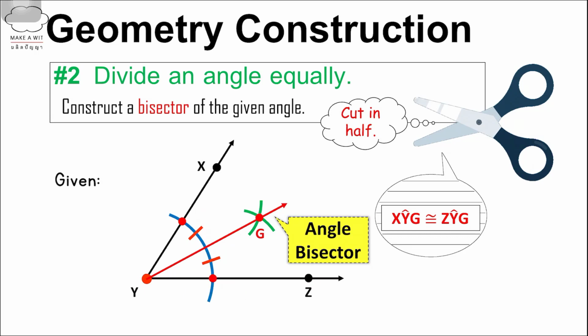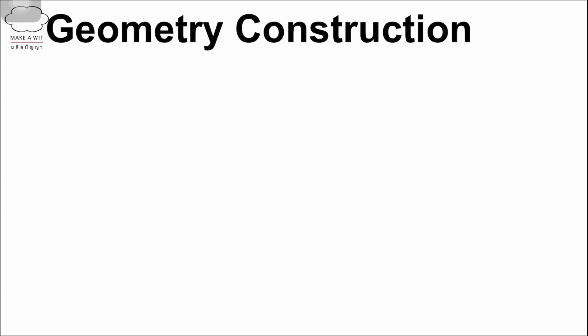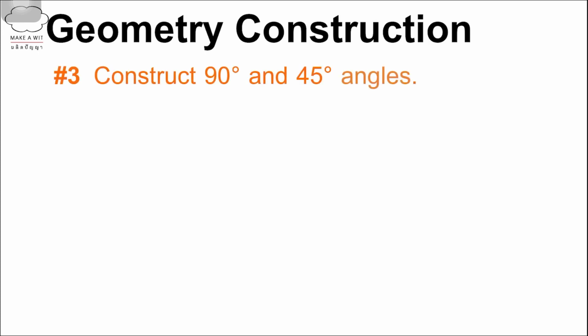The 2 angles are congruent to each other because you find the angle bisector. Okay, let's move on to construction number 3. Construct 90 degrees and 45 degree angles.